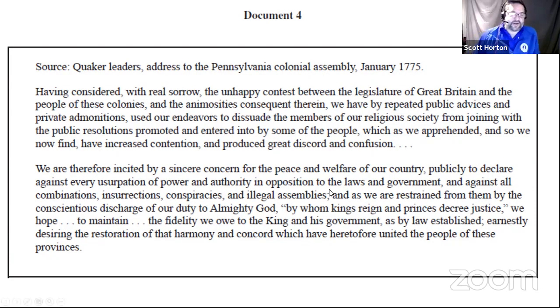If you look at the second paragraph here, they say, we are therefore incited by a concern for the peace and welfare to declare against every usurpation of power and authority in opposition to the laws of the government. And they talk at the end here about earnestly desiring the restoration of harmony and concord, which have united the people of these provinces. So this is actually a document that does not support our argument.